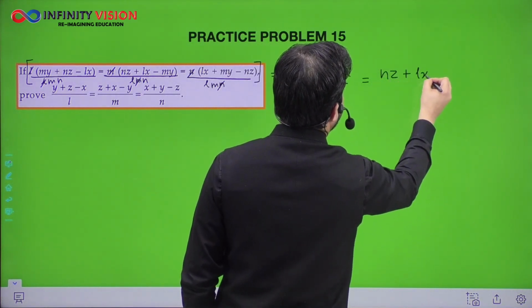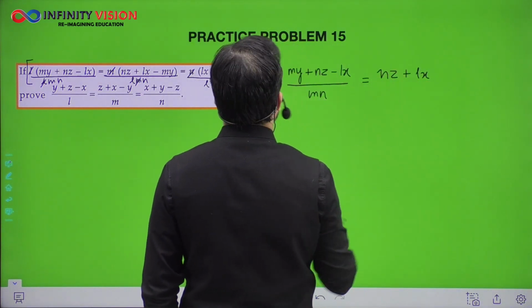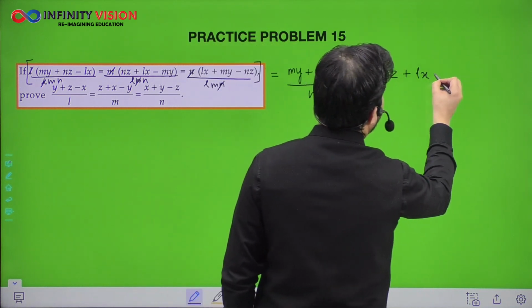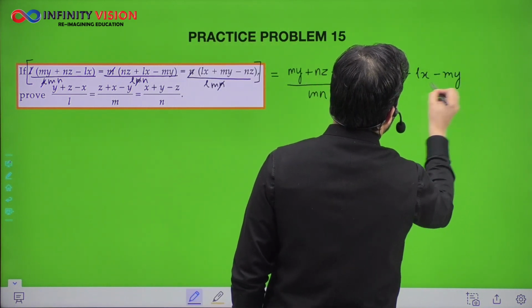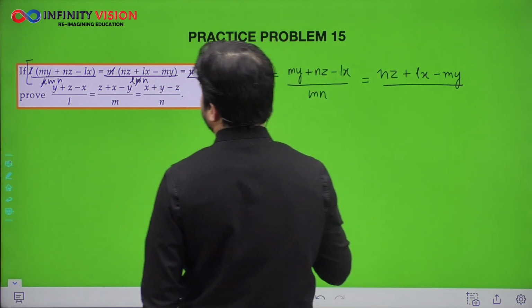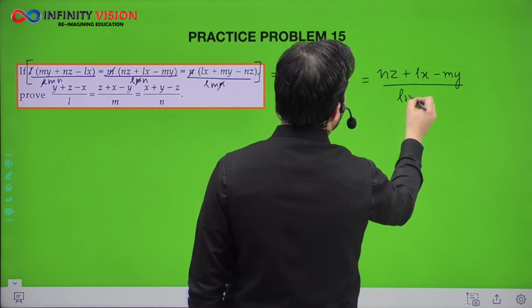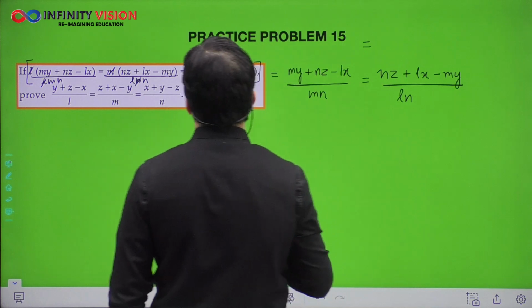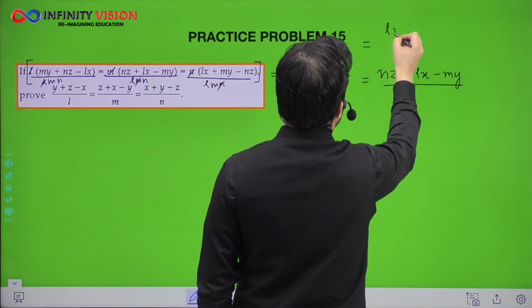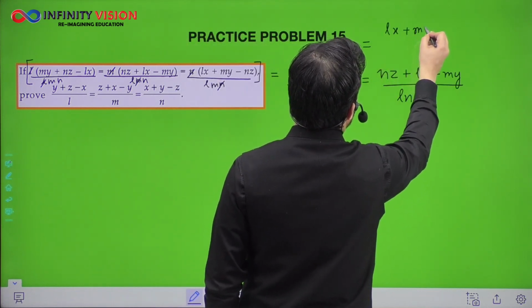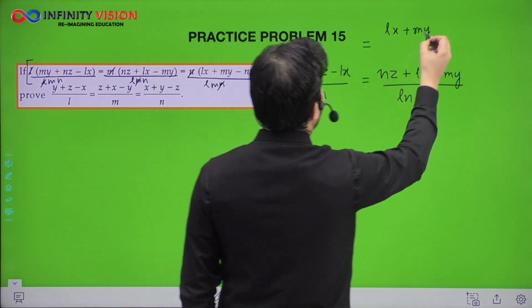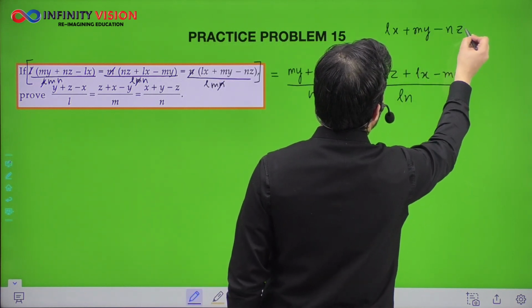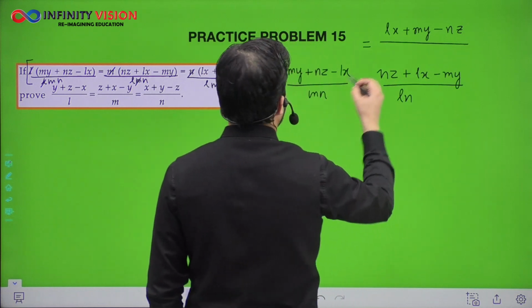The second ratio you got as Nz plus Lx minus My divided by Ln, which is also equivalent to Lx plus My minus Nz upon Lm.